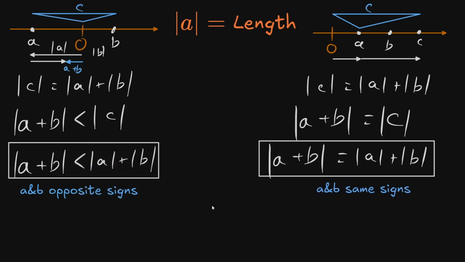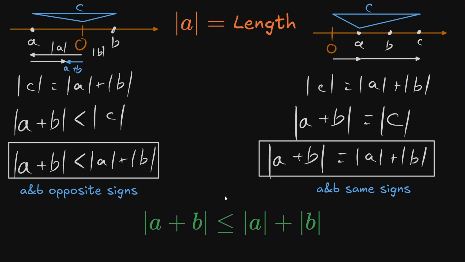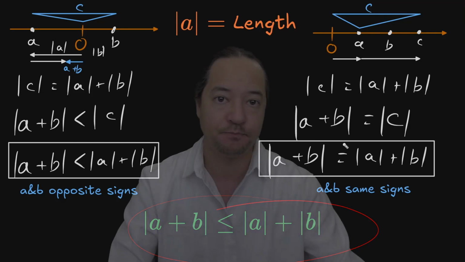So in general, when you add any two real numbers, A and B, you don't know if they're going to have the same sign or the opposite sign. And so we need a general rule that combines these two together. And that's where the general triangle inequality is going to come from, okay? So if A and B have opposite signs, then the length of A plus B will be less than the length of A plus the length of B. And if they share the same sign, then we have equality. And so in general, this bottom triangle inequality will always be true.